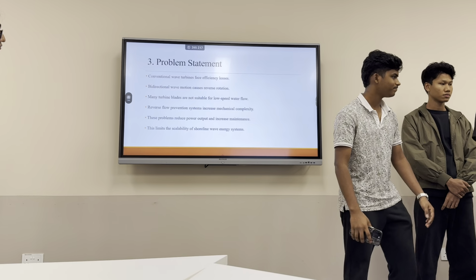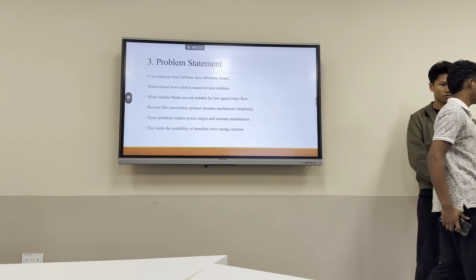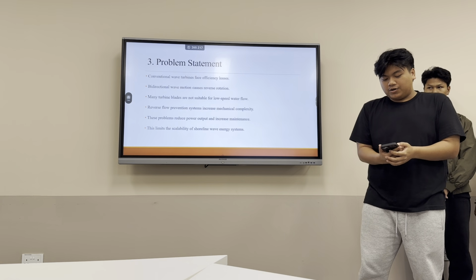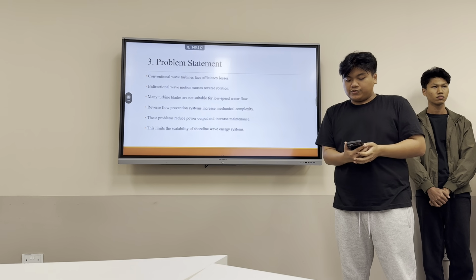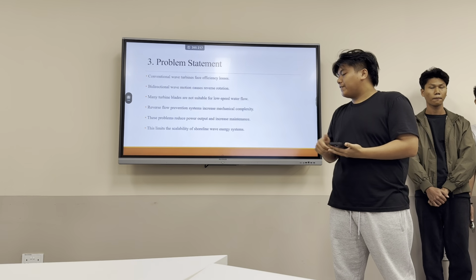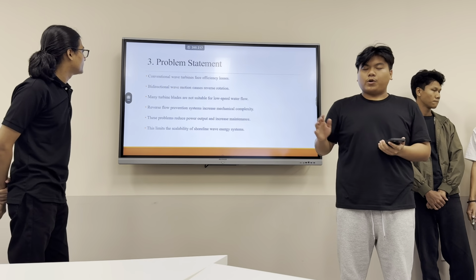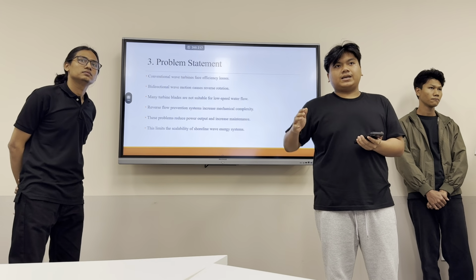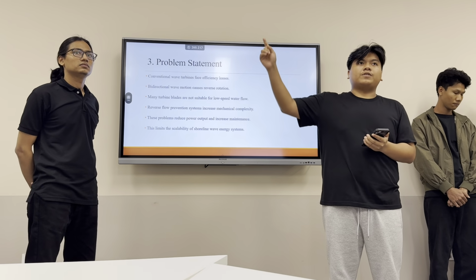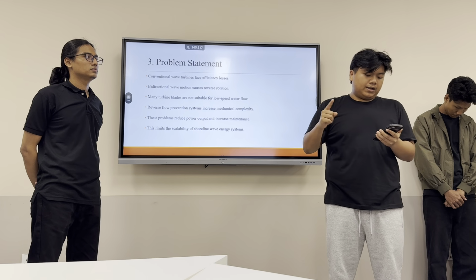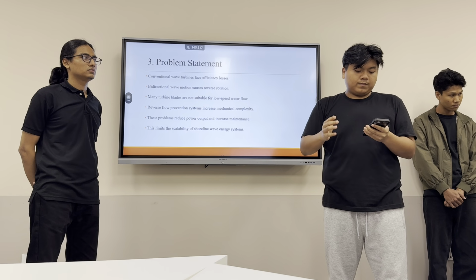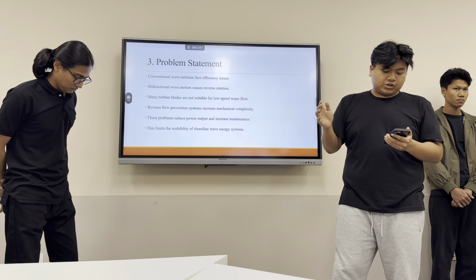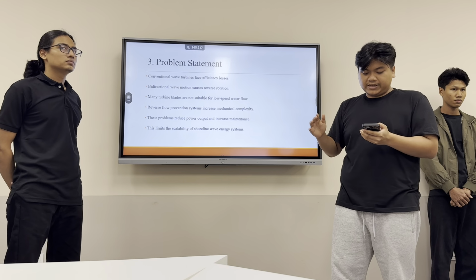So now, the problem statement. In this slide, I will explain the main problem our project is addressing. Although wave energy has strong potential as a renewable energy source, conventional turbines face several problems. Like a river, water flows from a higher place to a lower place. At the seashore, the wave normally moves back and forth. When the wave moves towards the shore, the water flow can rotate the turbine and generate energy.